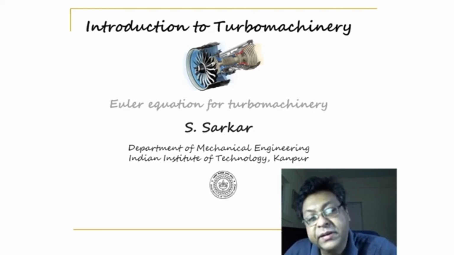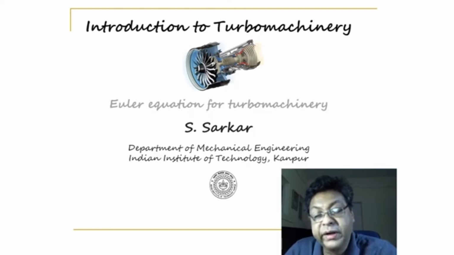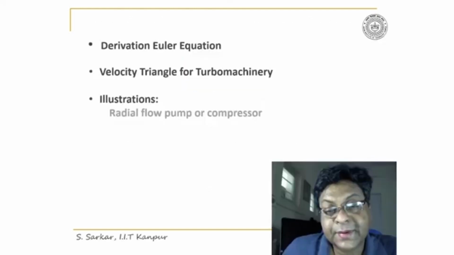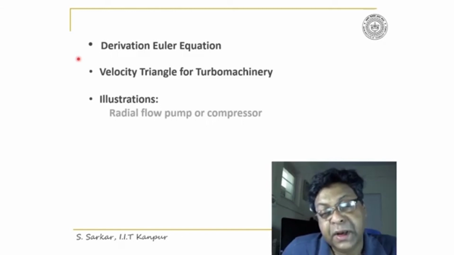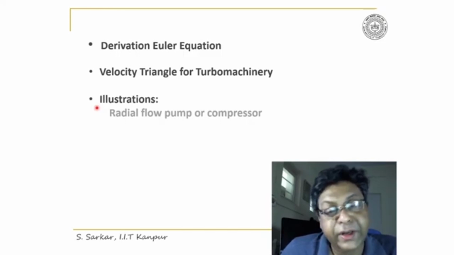Today I'll discuss the Euler equation for turbomachinery, which is very important for energy transfer within the machines. I'll discuss the derivation of the Euler equation, velocity triangles for turbomachinery, and illustrations. And here I'll discuss radial flow pumps and compressors.